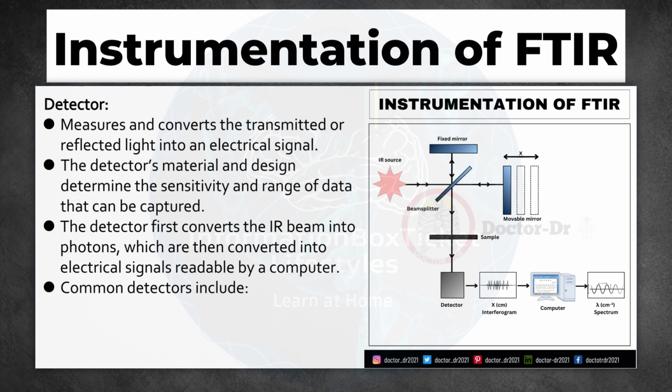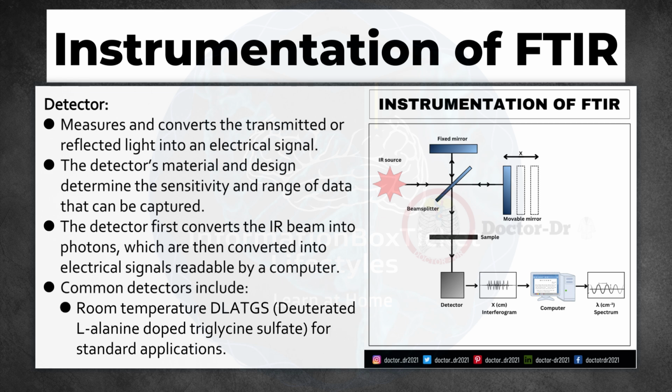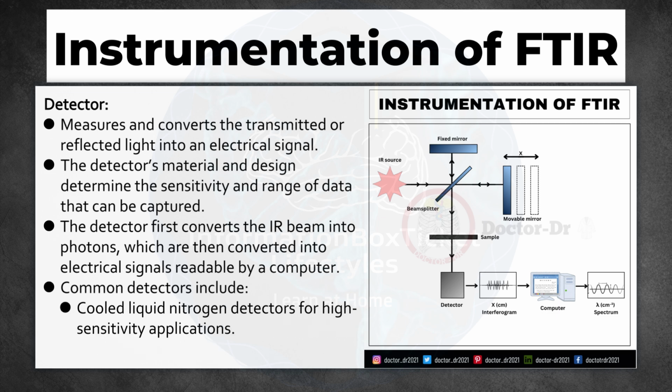Common detectors include room temperature deuterated L-alanine doped triglycine sulfate for standard applications, cooled liquid nitrogen detectors for high-sensitivity applications, silicon photodiodes for near-infrared and visible IR applications, and silicon far-infrared bolometers for far-infrared range analysis.